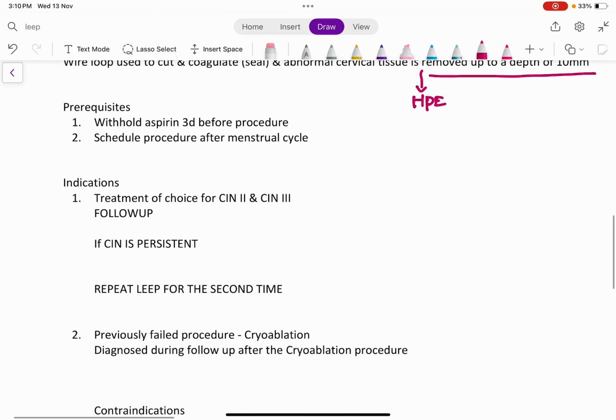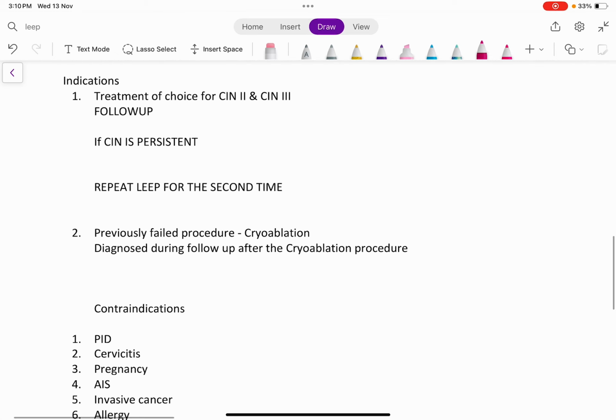Is that clear? Okay. It is also advised to do this procedure shortly after the menstrual cycle. So if a female is having her menstrual cycle now, you advise her, please come to me after your menstrual cycle completes so that we can do this procedure. So after the menstrual cycle, and the patient has to withhold aspirin tablets or any anticoagulant if she is on one. Right? So these are the prerequisites.